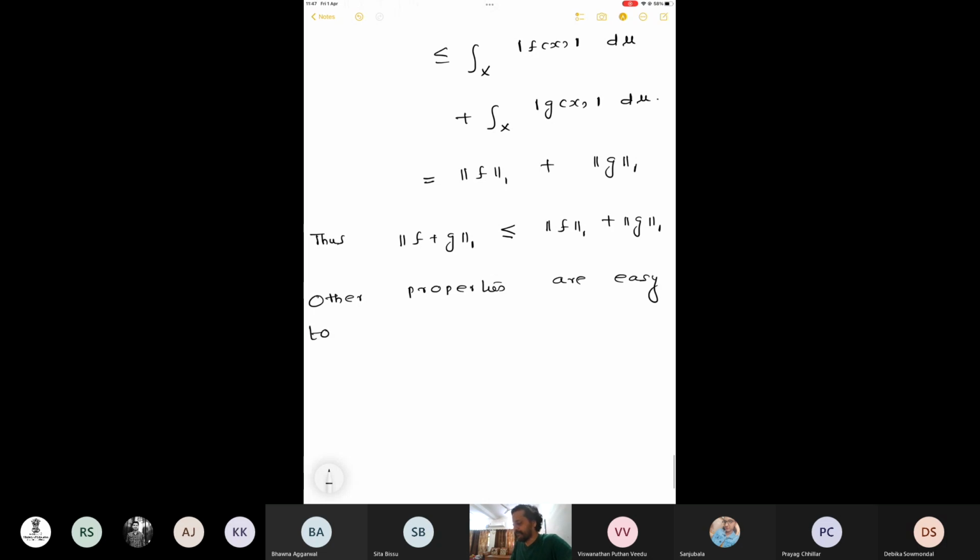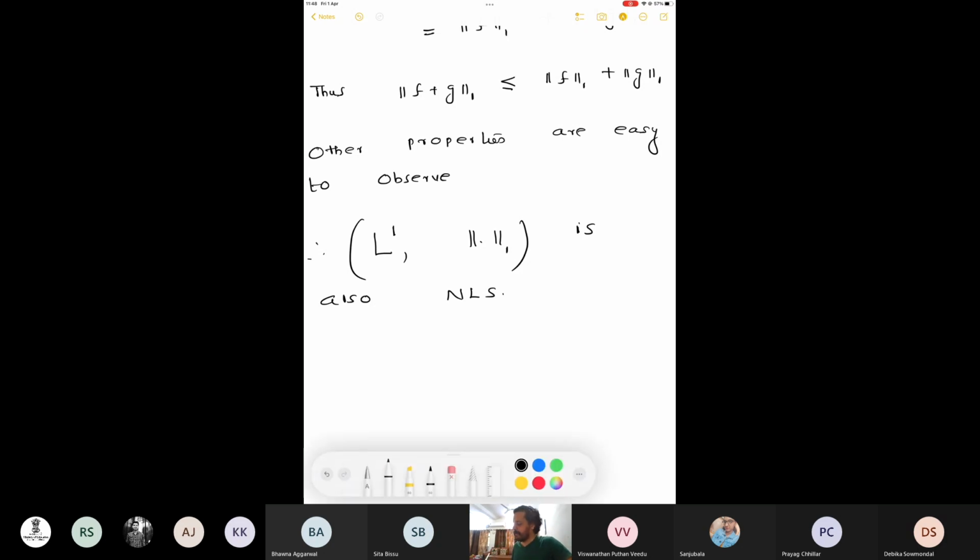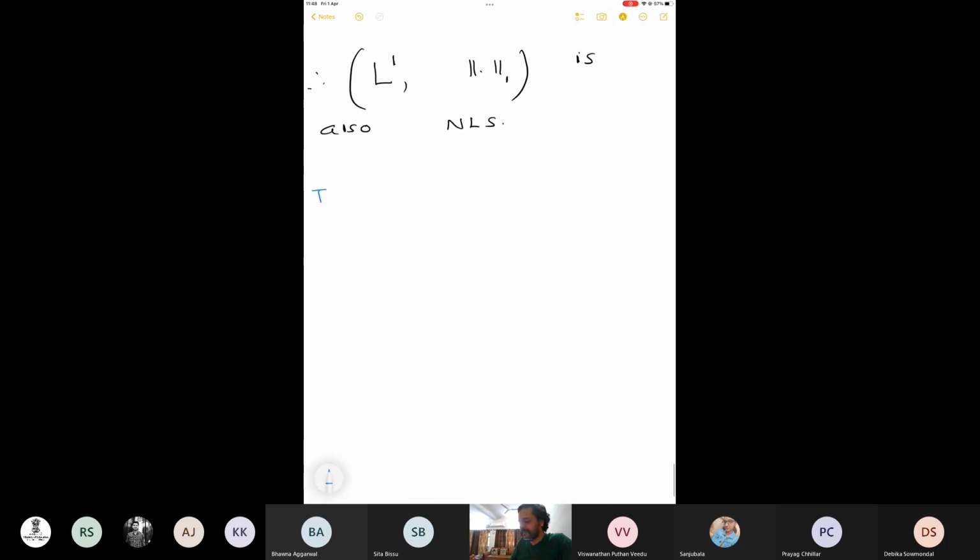Easy to observe. And therefore, L1 with norm 1 is also a normed linear space. So clubbing Lp with the norm p is a normed linear space for 1 less than or equal to p strictly less than infinity. Thus, Lp with norm p. I'm not writing any bracket because that is understood.